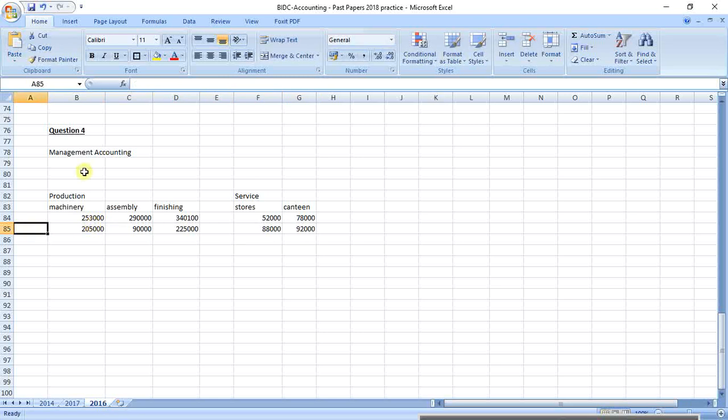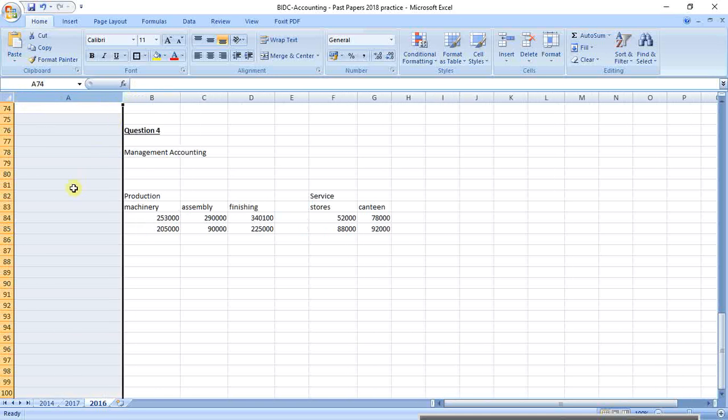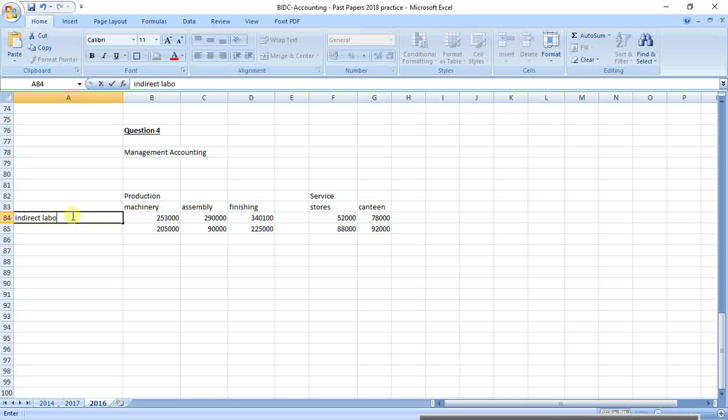Okay, I just need to label this first part. This was indirect labor. Just recreating the table. You would have to do this in the answer as well because you didn't allocate the cost. How much space did they give you to answer this question? They gave you lots of space, that's good. And the other one was other indirect overheads.